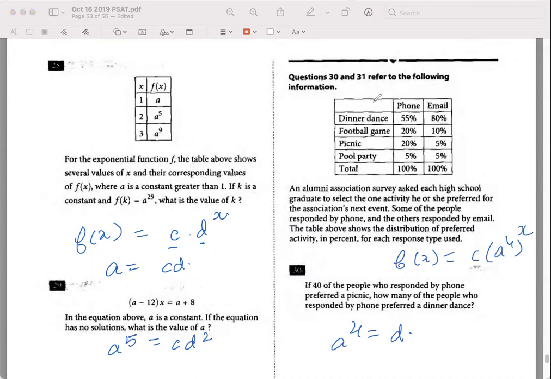Now I need to find c as well. So let me erase all of this.